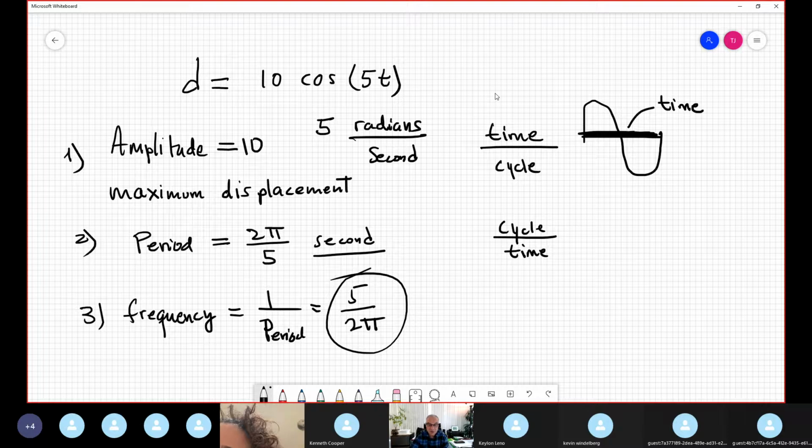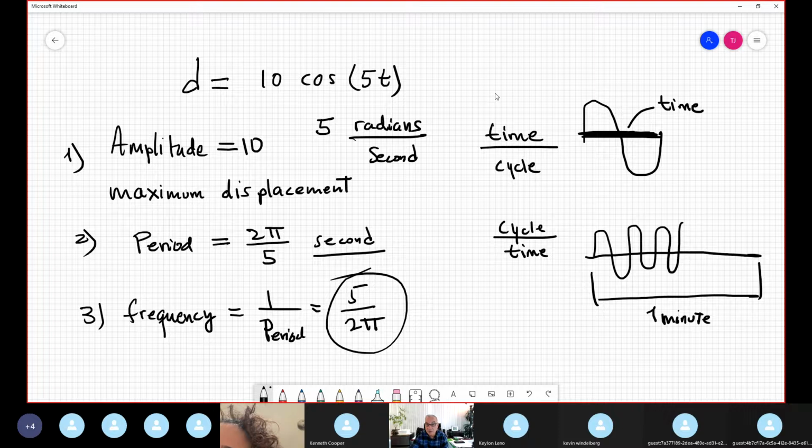The interpretation for the frequency is that you specify one unit of time, for example 1 minute, or 1 second, or 1 year, and you count how many cycles. 1, 2, 3, 4, 5, 6, 7, 8, 9, 10. Suppose it is 5 over 2 pi, and this is oscillations per second.